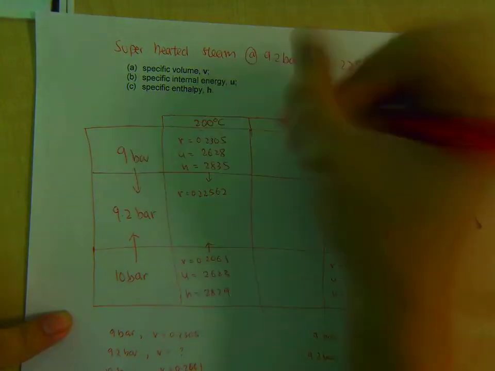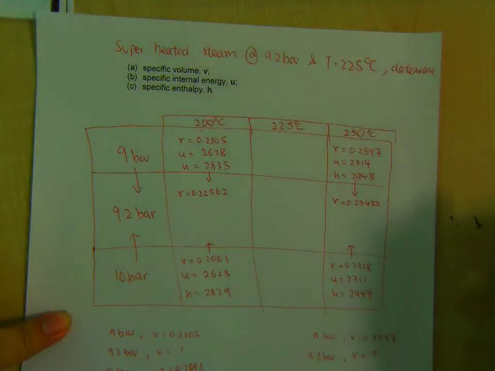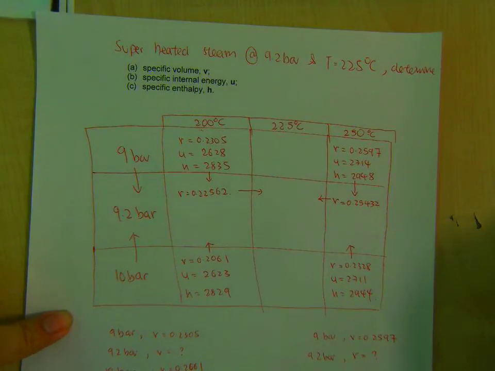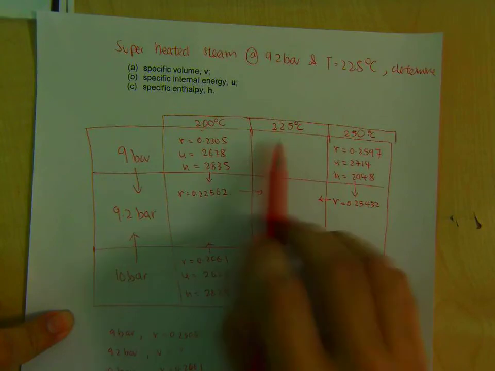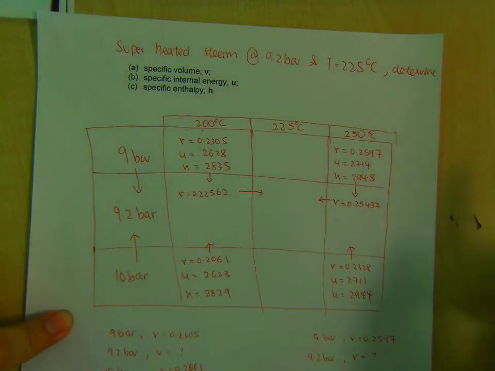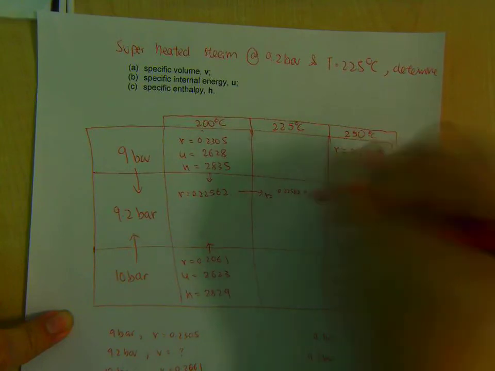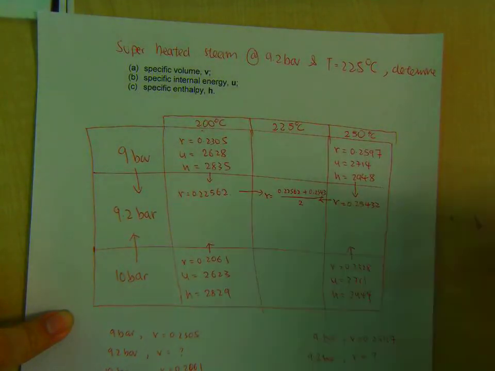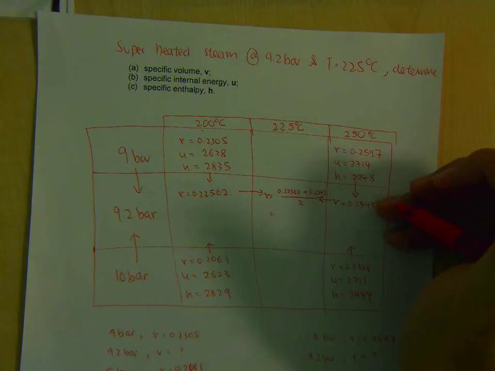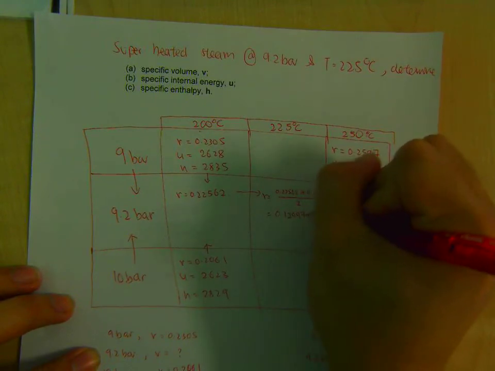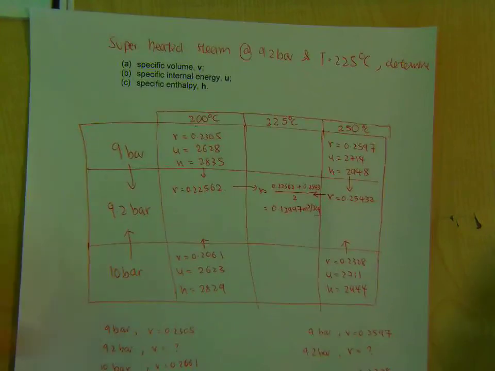Now I want to get the 225 degrees Celsius one. This one will interpolate with this one. The lucky thing here is 225 is exactly between 200 and 250, so we can make use of the arithmetic average. V will be 0.22562 plus 0.25432, divided by 2. The value here for V will be 0.12997.